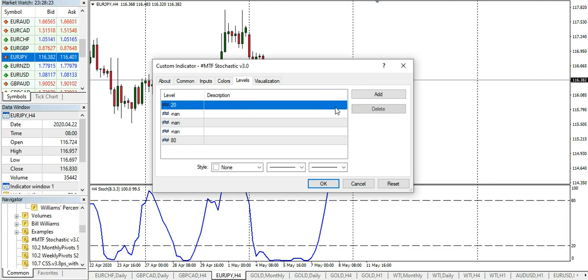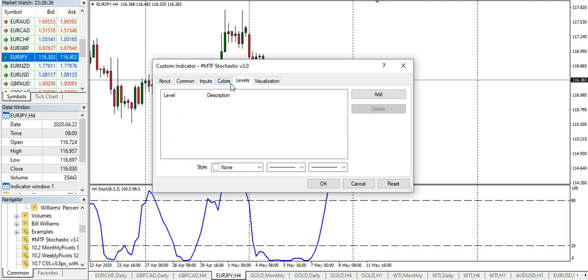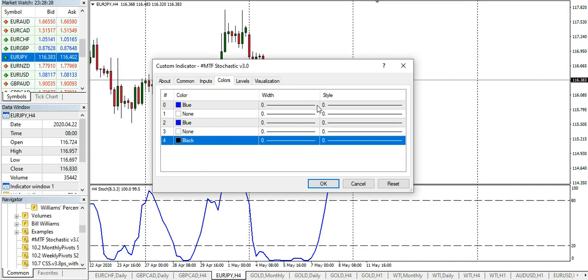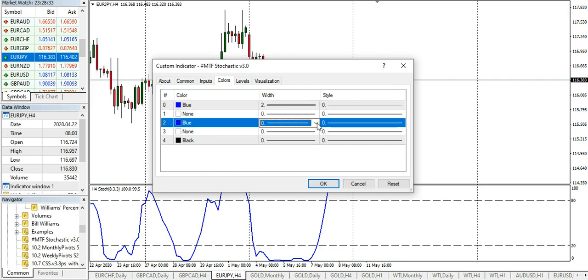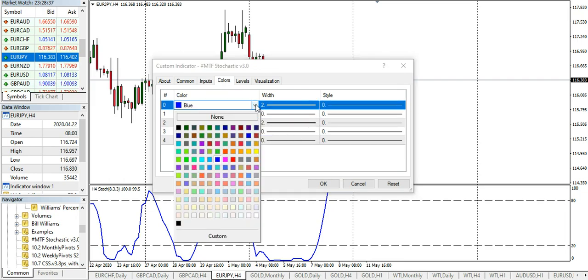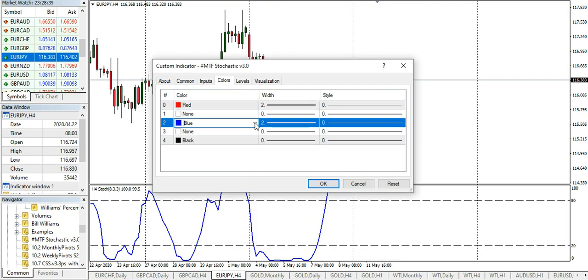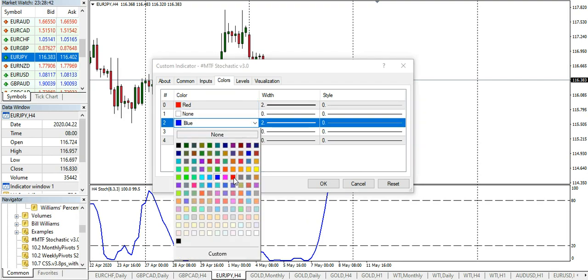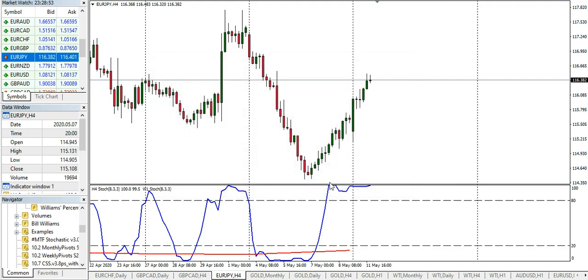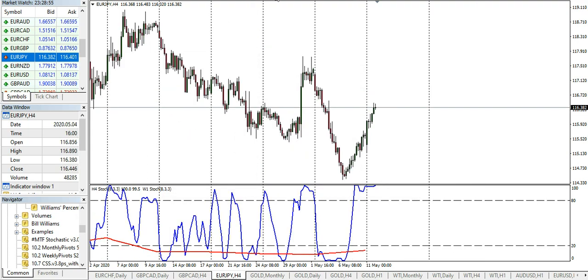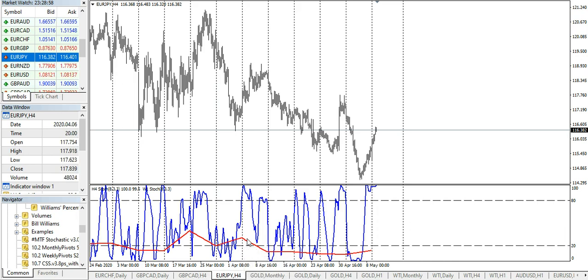Okay, since I already have the buy levels and the sell levels, I'm going to change that so that I don't get confused with my colors. I'm going to change this one to red. So what I'm doing is that I'm bringing in the weekly stochastic onto the 4-hour time frame. That is what I'm doing, and then I click OK, right? And there we go. This red line here represents the weekly stochastic.